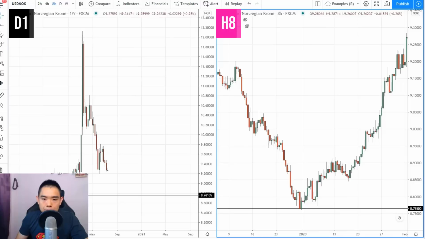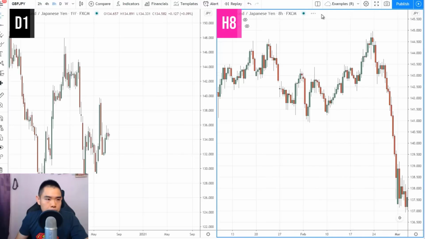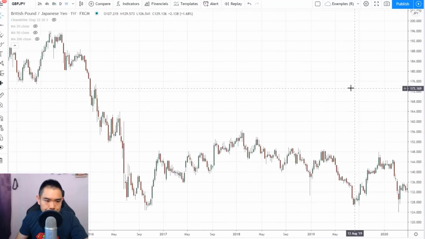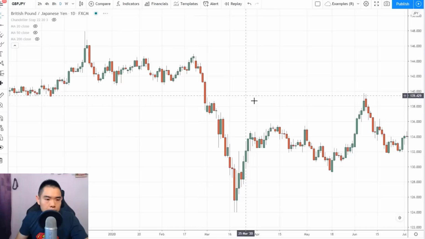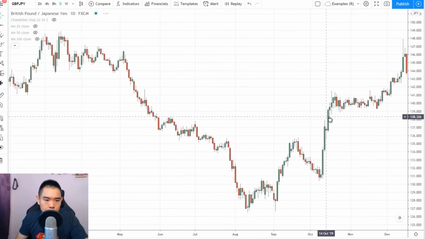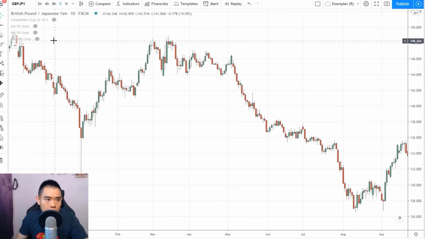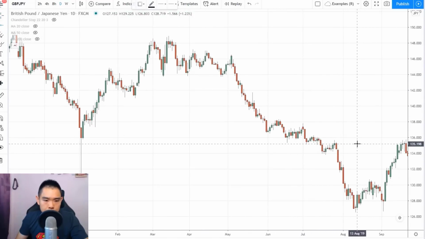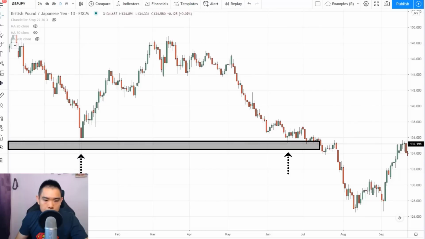So another example, Pound Yen. Let me just go to Pound Yen and make the chart big again. Okay, so Pound Yen, daily time frame. I want you to see this portion here. At this point, price has come into this previous support that could act as resistance. Previous support acting as resistance.